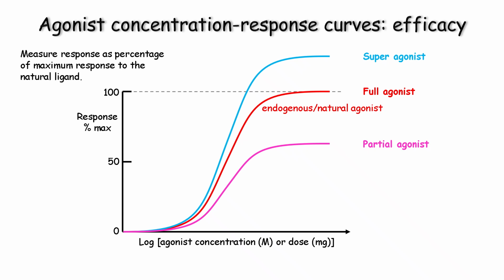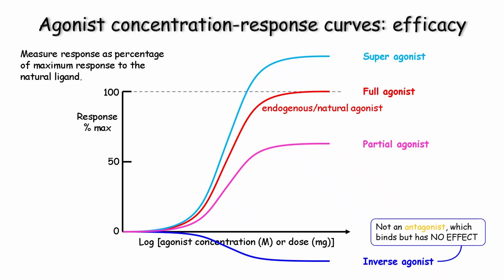There are also ligands that bind to the same receptor as the natural agonist, but induce the opposite effect. Drugs like that reduce the baseline or constitutive activity of the receptor, stabilizing it in its inactive form. They are known as inverse agonists. An inverse agonist is different from an antagonist, which simply binds to the receptor without affecting its basal activity or evoking a response.